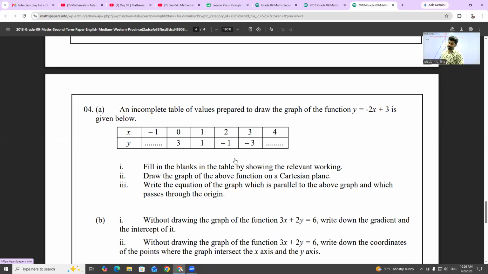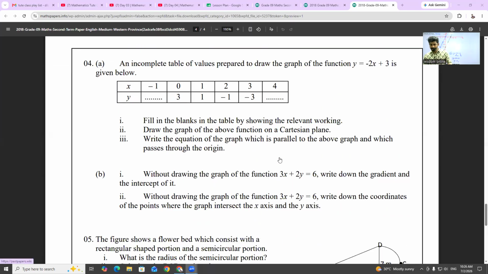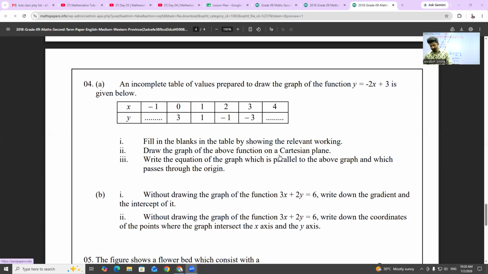Minus 2x plus 3. Let's quickly do this one. How to find the values for minus 1 and 4? First you need to find them, substituting for x. Then you can draw the graph. There is a B part also. Hurry up, try to complete that one by yourself.